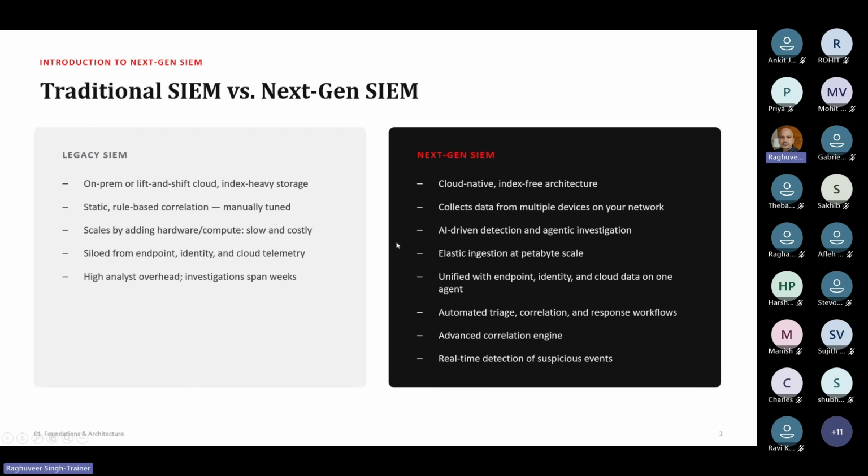How is it different from traditional SIEM? You can see the traditional SIEMs are typically on premises. They follow lift and shift, and they are index-heavy storage. For example, if you have worked with Splunk or QRadar, you must have noticed that they follow the process of indexing. So they index the data that they receive. They have static, manually tuned rule-based correlation. They have very little or no automation capabilities available.